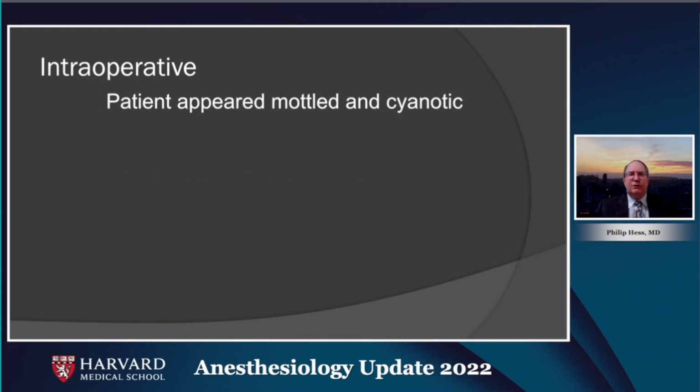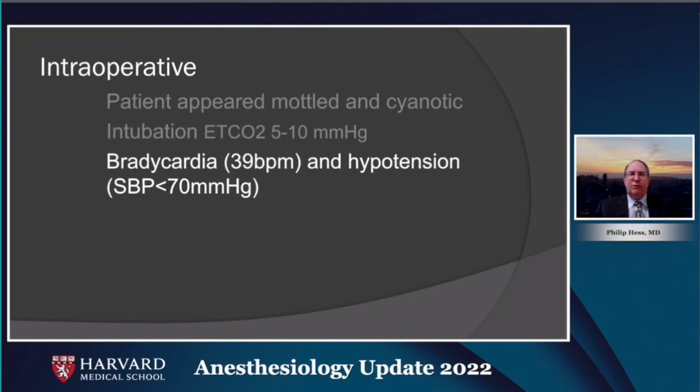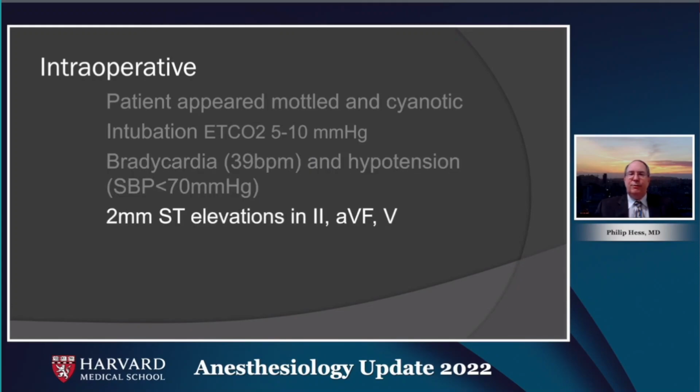How did mom do? Well, she appeared mottled and cyanotic. At intubation, the end-tidal carbon dioxide tension was only 5 to 10 millimeters of mercury. There was a profound bradycardia and hypotension, and there were 2 millimeter ST elevations in lead 2, AVF, and 5, the only 3 leads we were monitoring.